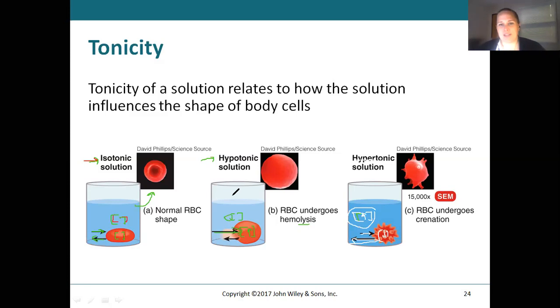Hypotonic is just the opposite. You've got not that much going on outside the cell, so the water wants to go in, which is going to lead to cell bursting. And then isotonic, again, is that nice equal exchange both into and outside of the cell, leading to a conservation of the cell shape. So you can see here how tonicity can influence cell shape, based on the flow of water into or outside of the cell, based on the concentration of the solutes.